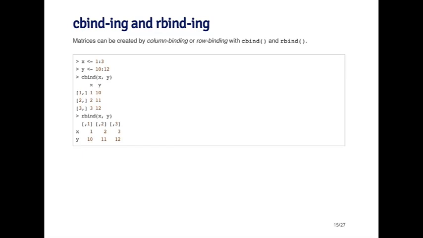If I rbind those 2 objects, then the first row will be 1, 2, 3, and the second row will be 10 through 12. So cbinding and rbinding is another way to create a matrix.